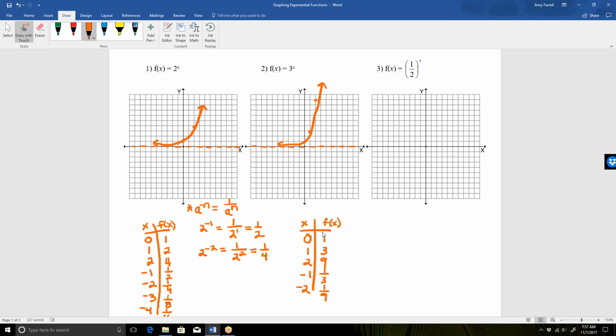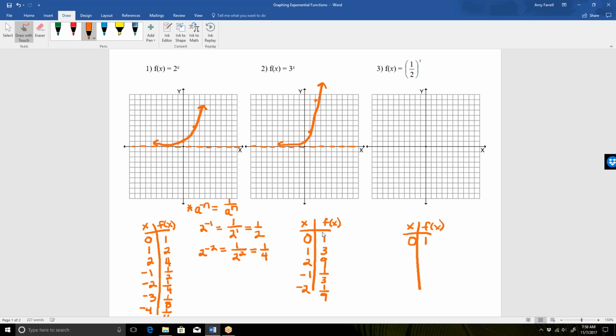All right, now let's look at f of x equals 1/2 to the x and see how this is going to be different because our b is less than 1. It's between 0 and 1. It's a fraction. So let's see what this one is going to look like. And I kind of already told you it's going to be exponential decay. So let's see how this is going to end up decreasing.